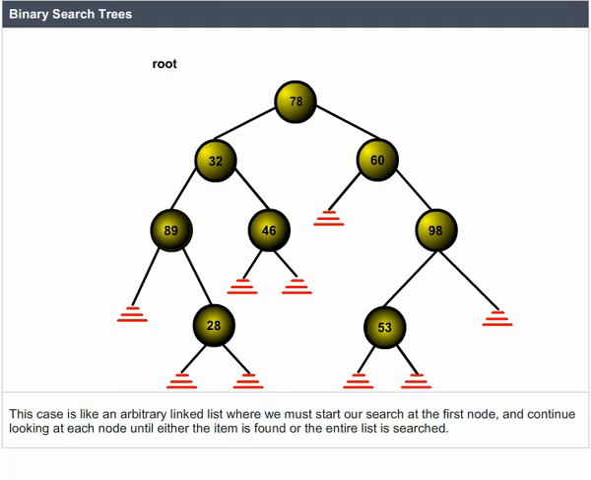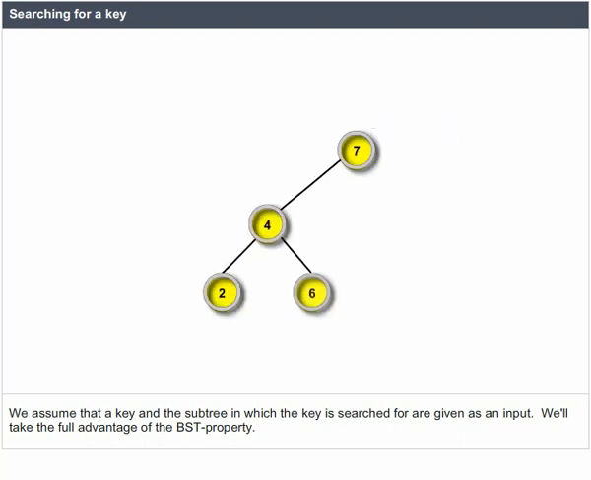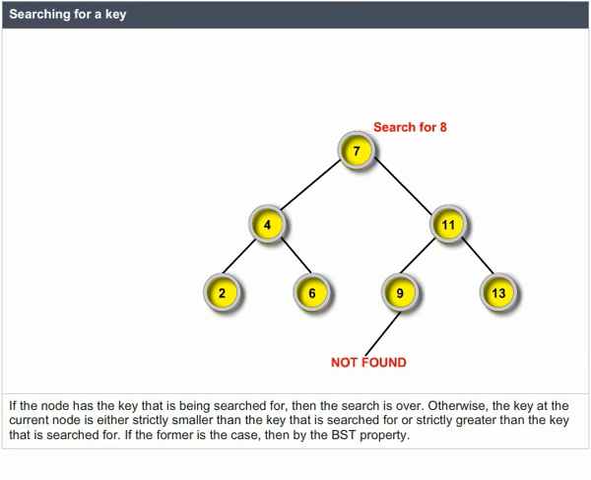This case is like an arbitrary linked list where we must start our search at the first node and continue looking at each node until either the item is found or the list is exhausted. Searching for a key. We assume that a key and the subtree in which the key is searched for are given as an input. We'll take full advantage of the BST property.